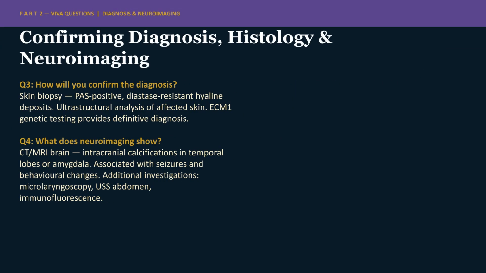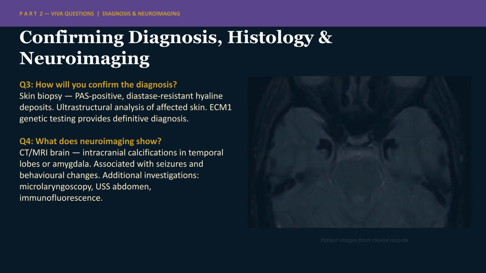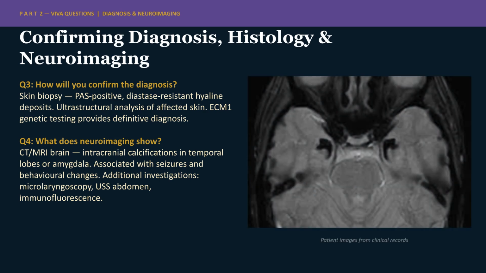The examiner asks, how will you confirm the diagnosis of lipoid proteinosis? Diagnosis is confirmed by histological and ultrastructural analysis of affected skin. Skin biopsy shows PAS-positive, diastase-resistant hyaline deposits. Genetic testing for pathogenic mutation in the ECM1 gene provides a definitive diagnosis.